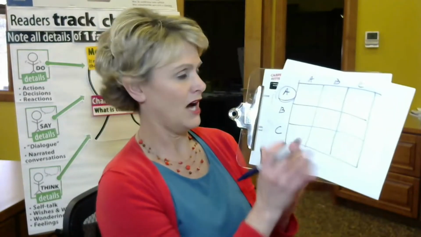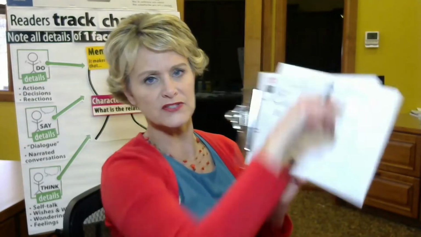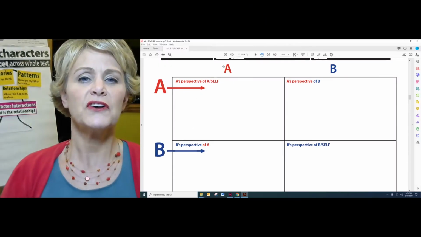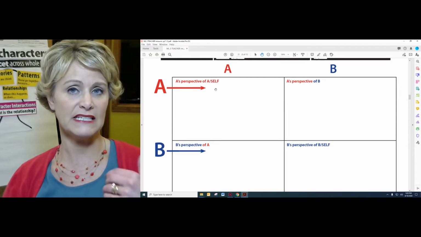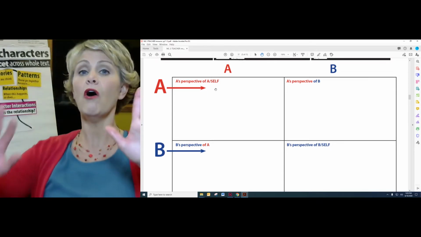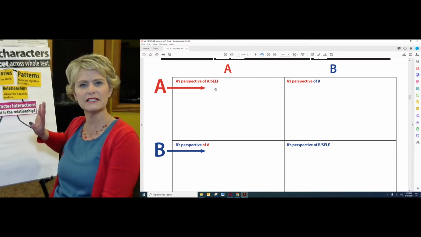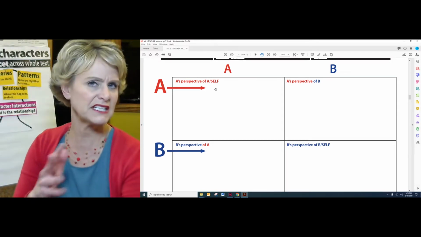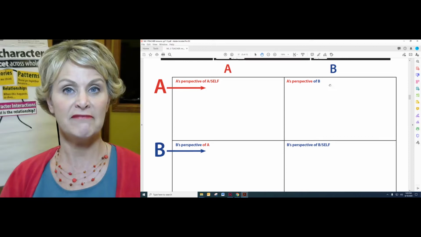Once you get the chart set up, here's how it works. You're going to look at just character A all the way across. How does character A feel about himself? Now, he might have actually said some things. He might have had some thoughts about himself, or it might be a whole lot of inference. But we have to get at the root of who character A is. You don't have to put a lot of bullets in these boxes, a lot of details, but you have to consider it. And then more importantly, what does A think of character B?